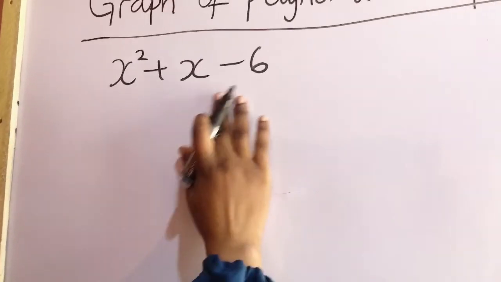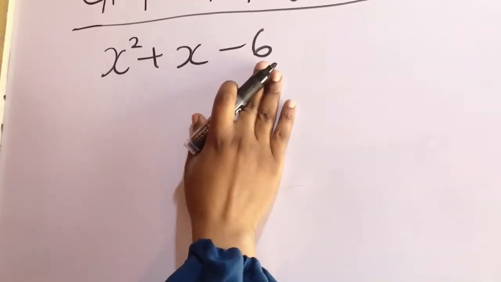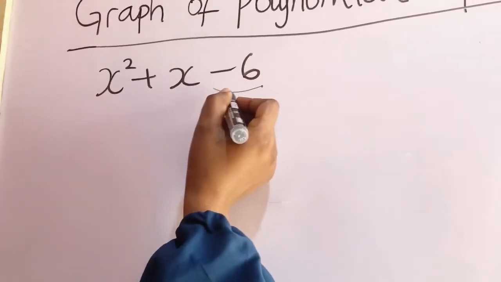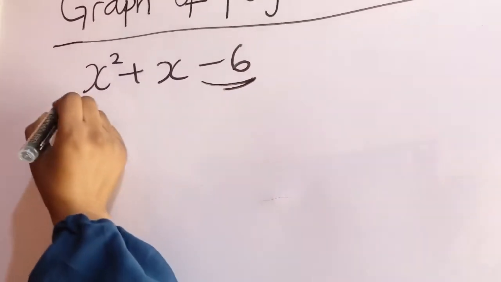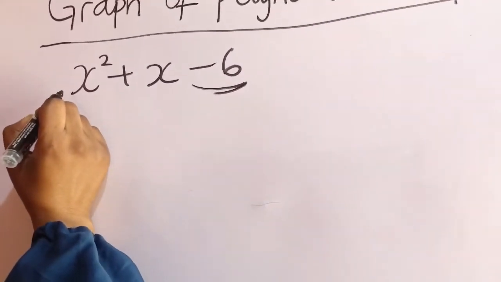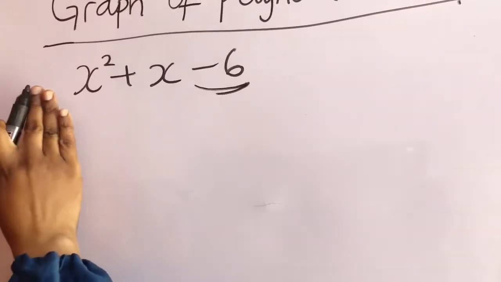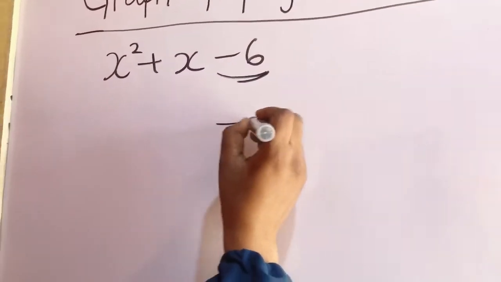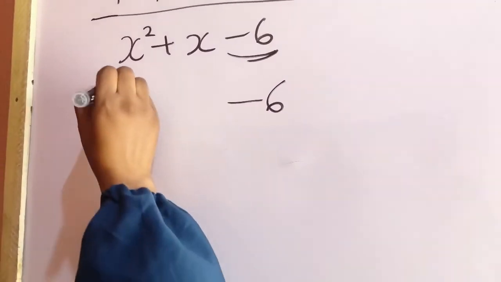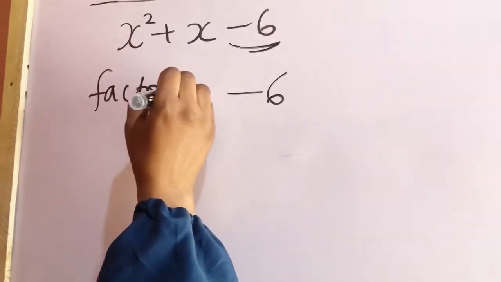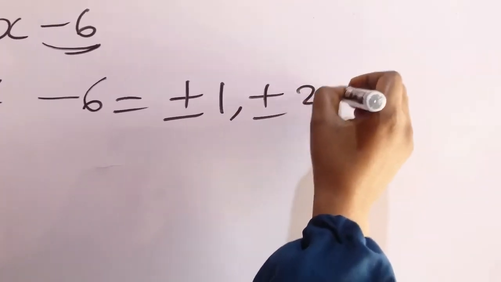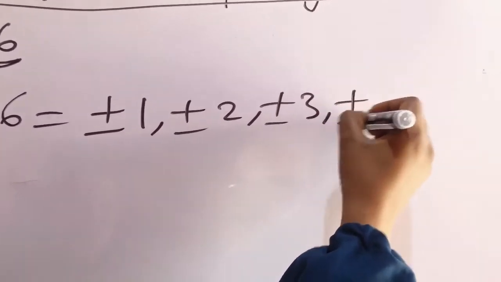So we need to solve this one also. So let's solve this expression, x squared plus x minus 6. Now, the last term here is minus 6. Then you have to multiply that constant term, minus 6, by the coefficient of the variable with the highest power. The coefficient of x squared here is plus 1. So plus 1 multiplied by minus 6 gives minus 6. Now we have to look for factors of minus 6, and factors of minus 6 are plus or minus 1, plus or minus 2, plus or minus 3, and plus or minus 6.